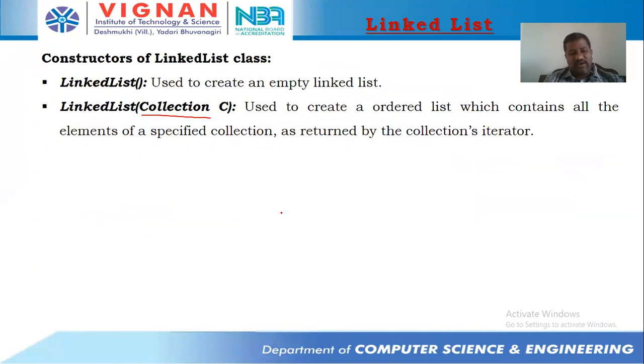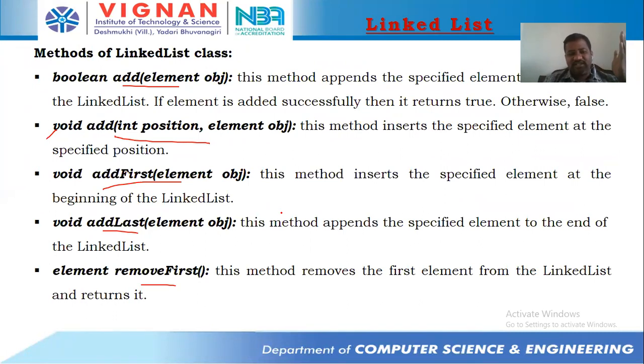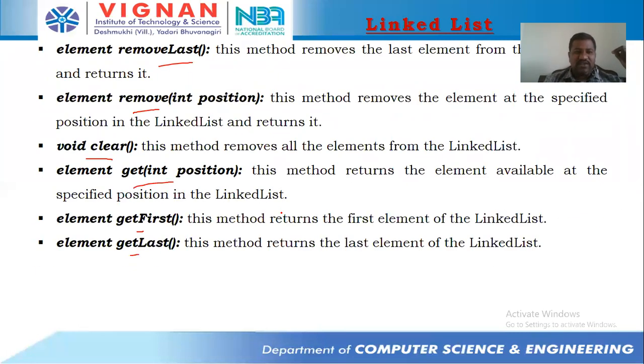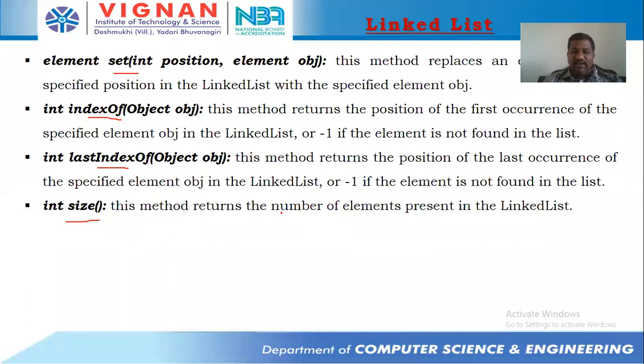Same functions, whatever functions we have in array list, but here a few more functions were added: add first, add last, remove first, remove last, and get first, get last. These are not there in case of array list. Okay, clear?